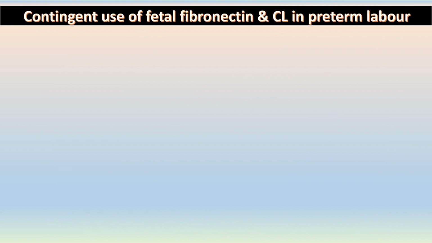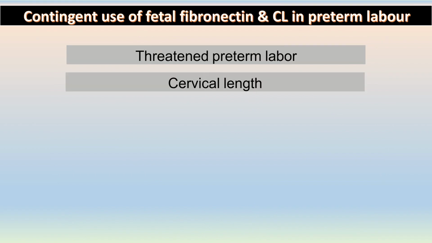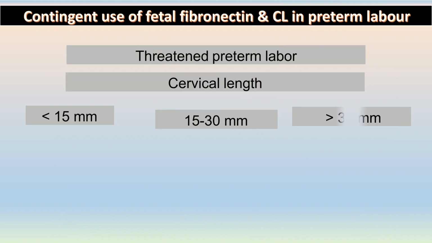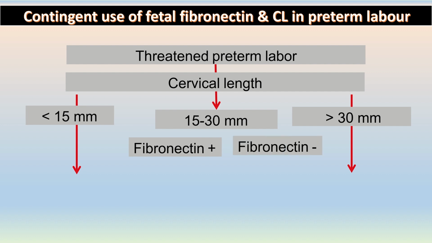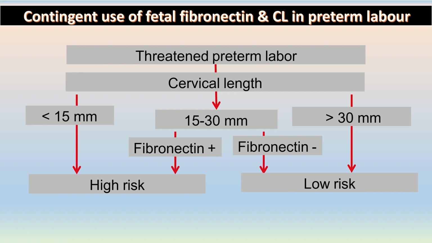Here you can see the contingent use of fetal fibronectin and cervical length in preterm birth. When we measure the cervical length at less than 15 mm, it shows high risk; more than 30 mm shows low risk. But at 15 to 30 mm, if fetal fibronectin is positive, that is high risk, and if it is negative, it is low risk.